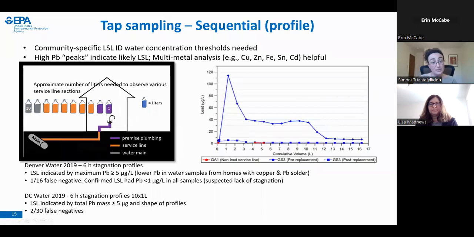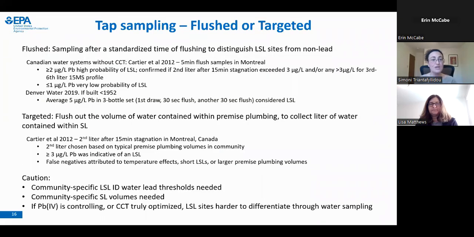Utilities have used this approach. These are just some examples offered here at the bottom of the slide. Denver Water was one of them. DC Water was another, where I'm just summarizing the approach and the false negative rate for your awareness, just to illustrate that none of the approaches is 100% accurate or bulletproof, and there might be false negatives associated with them. There's two types of sampling approaches that might work for lead service lines.